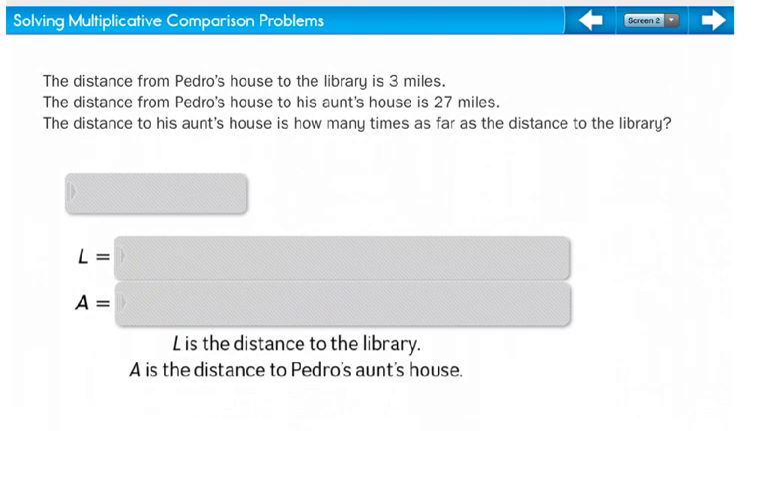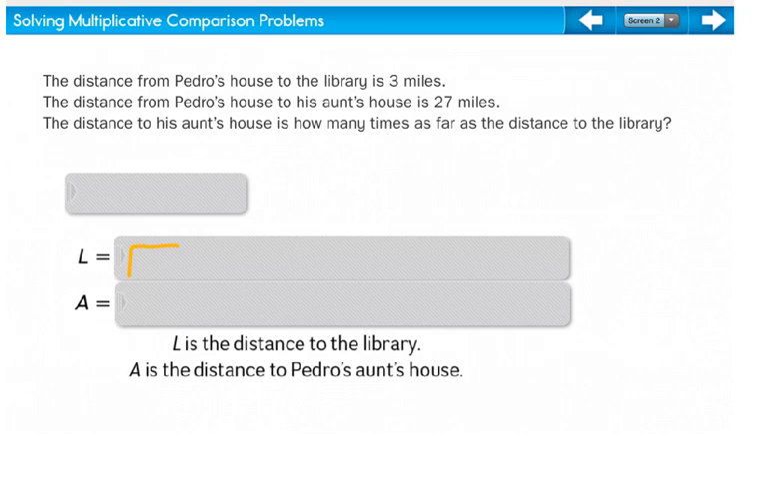Next, go ahead and wipe off your whiteboard. The distance from Pedro's house to the library is 3 miles. The distance from Pedro's house to his aunt's house is 27 miles. The distance to his aunt's house is how many times as far as the distance to the library?